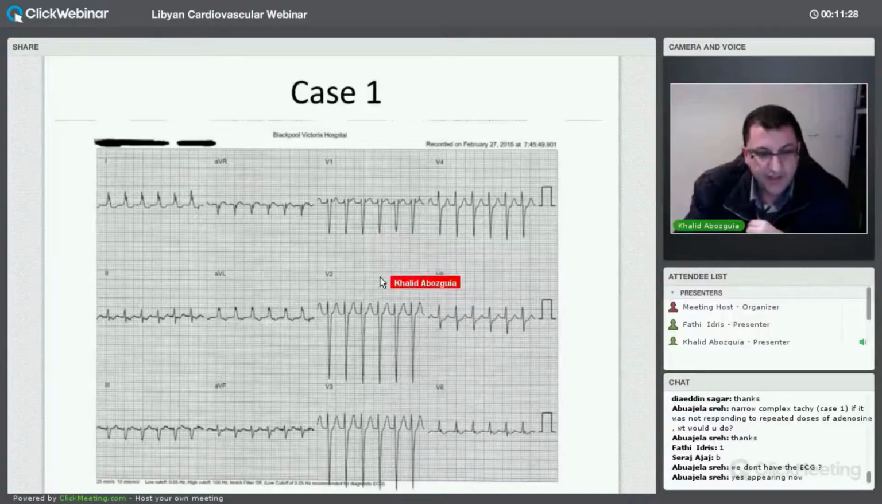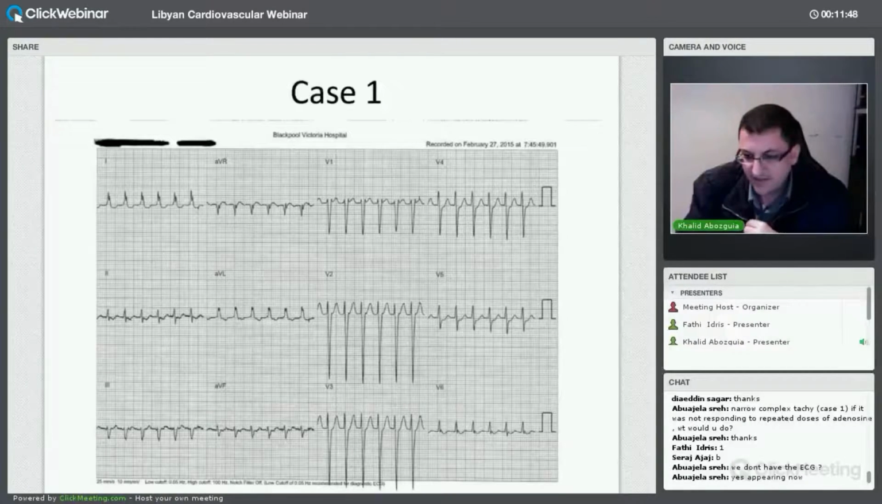These two features are very suggestive of typical AVNRT, AV node reentrant tachycardia. So I'm hoping this case illustrates the importance of looking at P wave morphology. And if you see these features, you know that this is likely to be AVNRT.